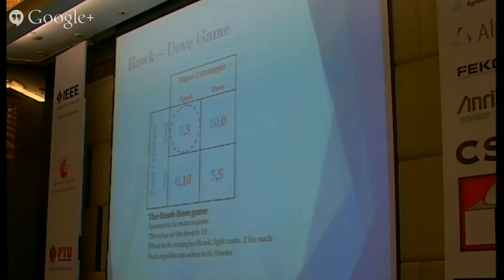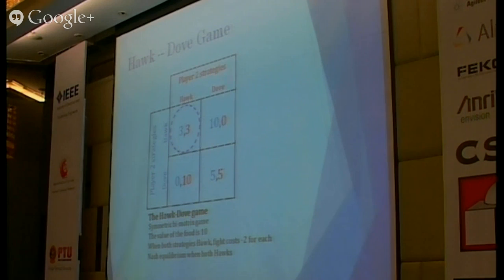Okay. Now, let's say the blue player chooses hawk, okay, he'll be aggressive, but this other player, this is game theory, so I'll use the word agent and player interchangeably. Excuse me for using the word player occasionally instead of agent. Anyway, so this is agent 2 or player 2.